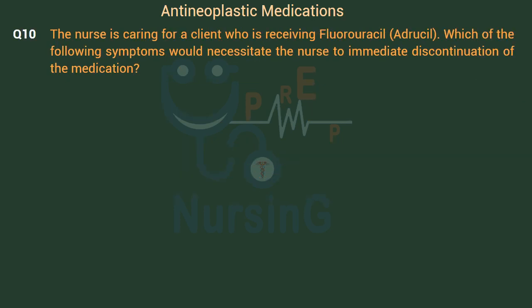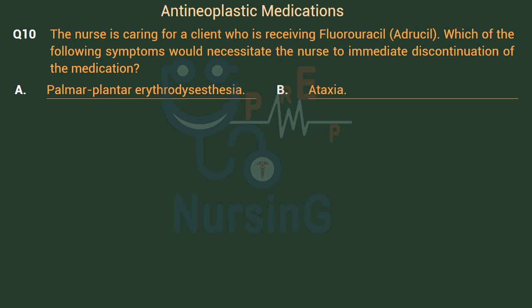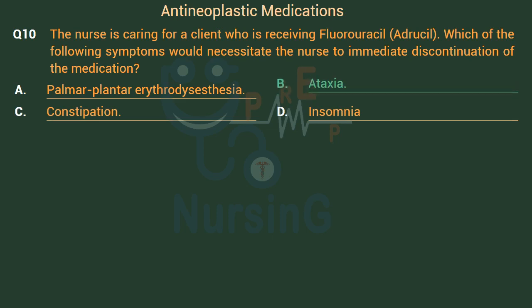The nurse is caring for a client who is receiving fluorouracil, Adrucil. Which of the following symptoms would necessitate the nurse to immediately discontinue the medication? Option A. Palmar-plantar erythrodysesthesia. Option B. Ataxia. Option C. Constipation. Option D. Insomnia. Right answer is Option B.